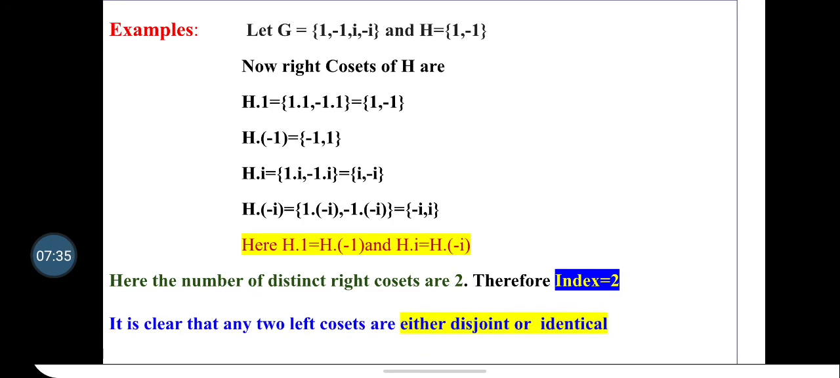And one more thing you can observe: if you take any 2 left or right cosets, they are either disjoint or identical. So if you observe {1, -1} and {-1, 1}, these two are identical. Similarly, if you observe {1, -1} and {i, -i}, these two are disjoint. No single element is common in these 2 right cosets. So any 2 left or right cosets are either disjoint or identical.